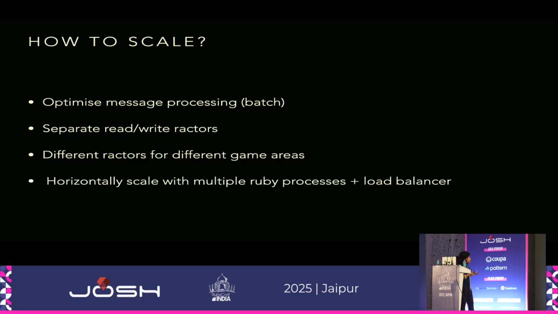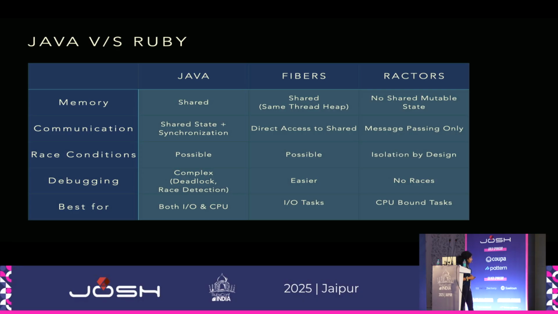And then, of course, you should horizontally scale your Ruby process. With multiple Ruby processes hosted on some machines, you can have a load balancer and route the requests so that the number of connections to one single Ruby process is not more than the supported number for that particular hardware.